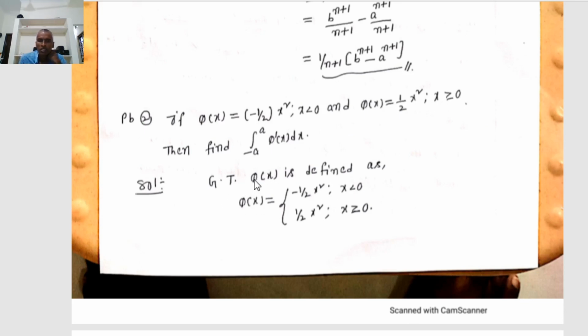That is, we are given that the function phi of x is defined as phi of x equals minus 1 by 2 x square such that x less than 0, and 1 by 2 x square such that x greater than or equal to 0. Now we have to find out phi dash of x using phi of x.